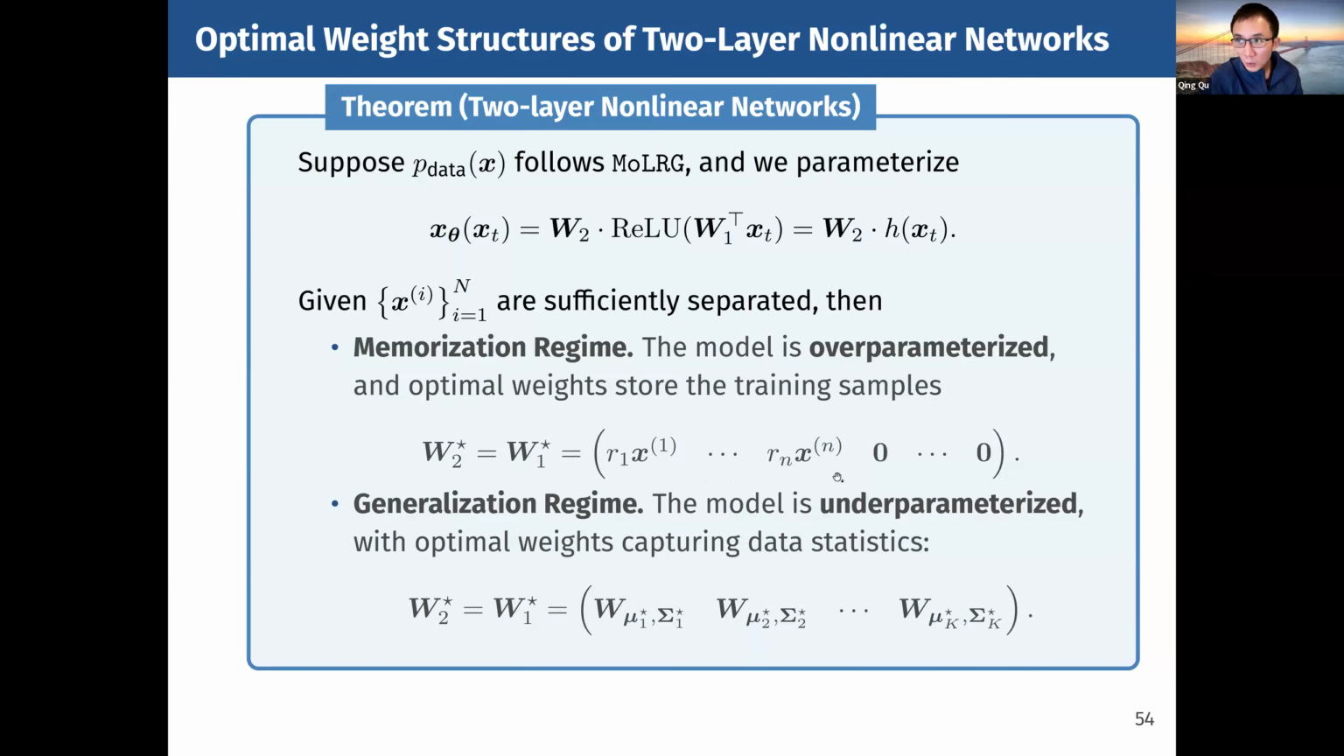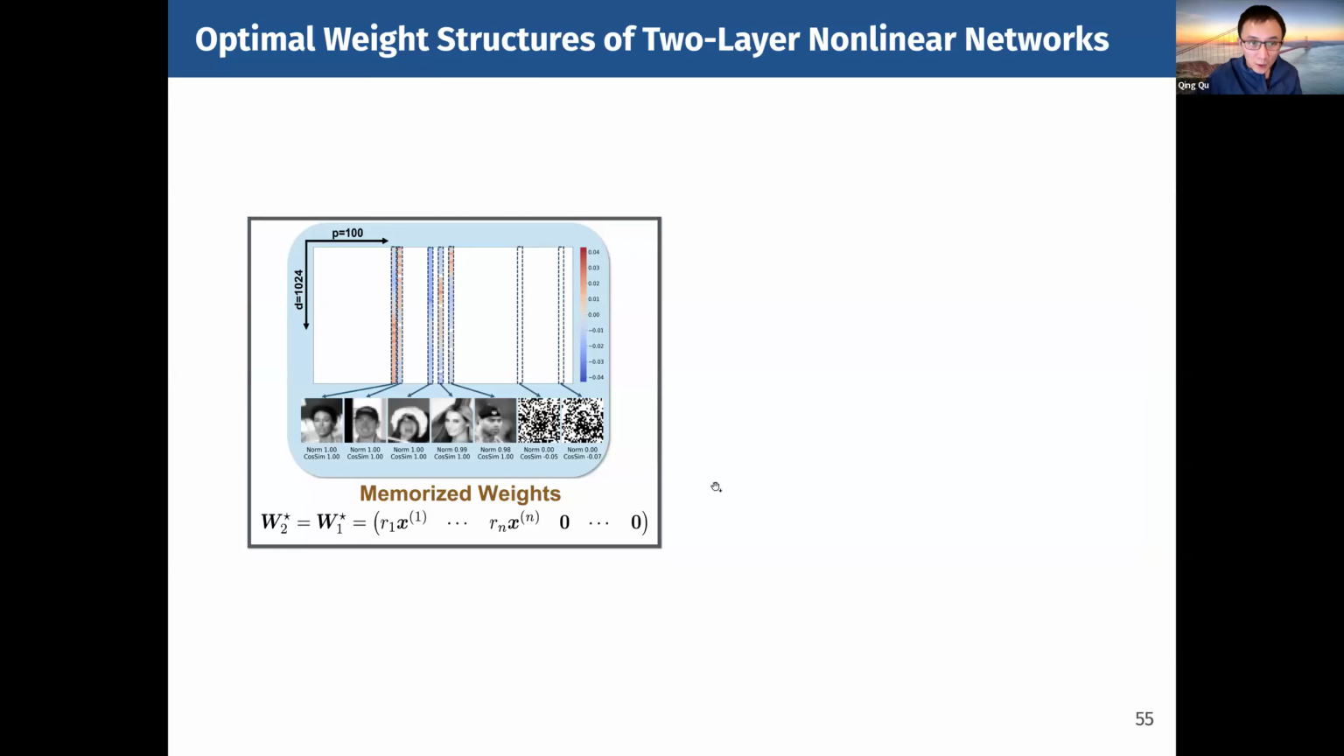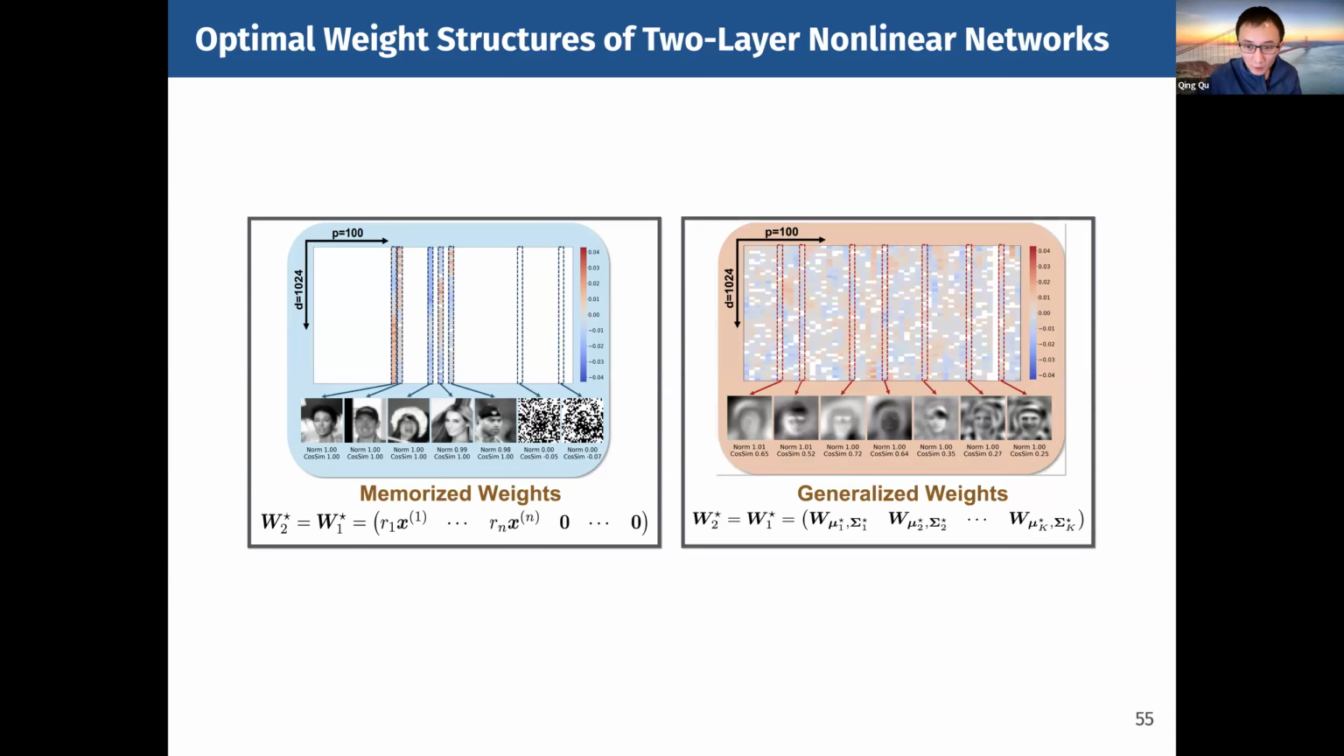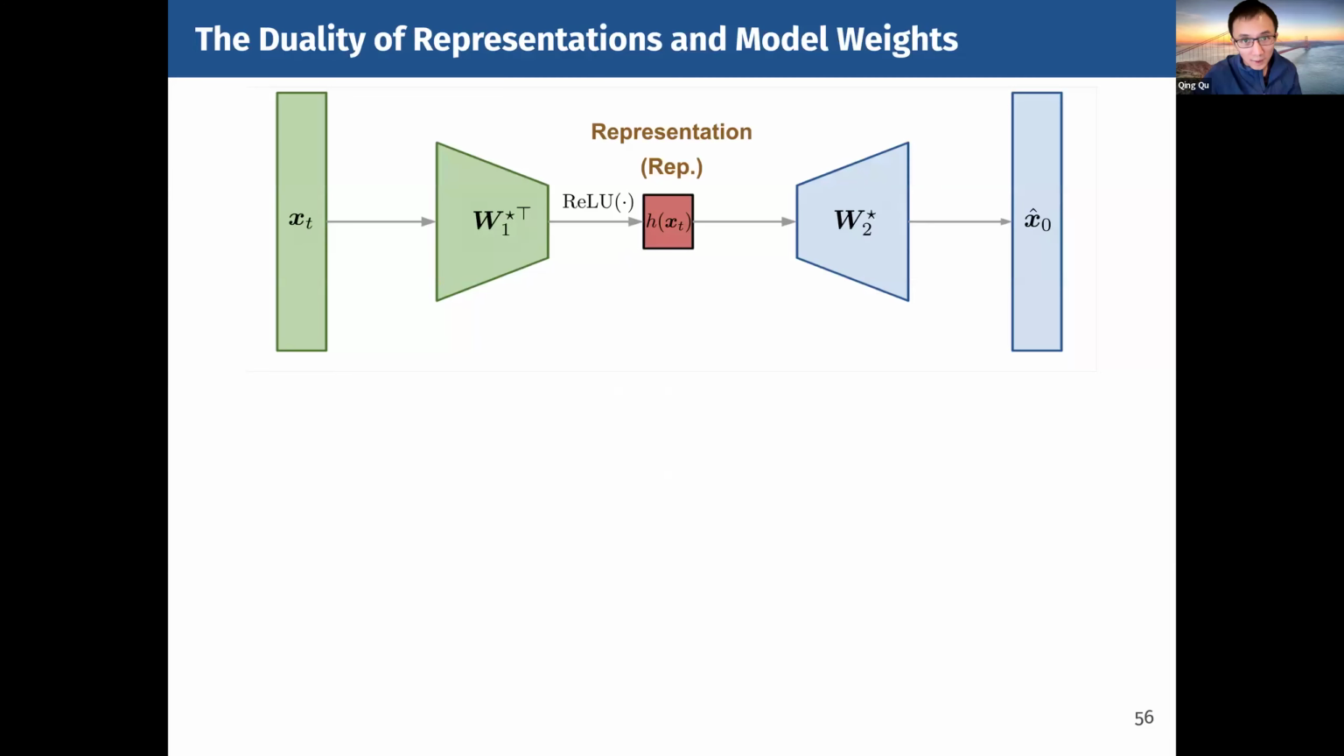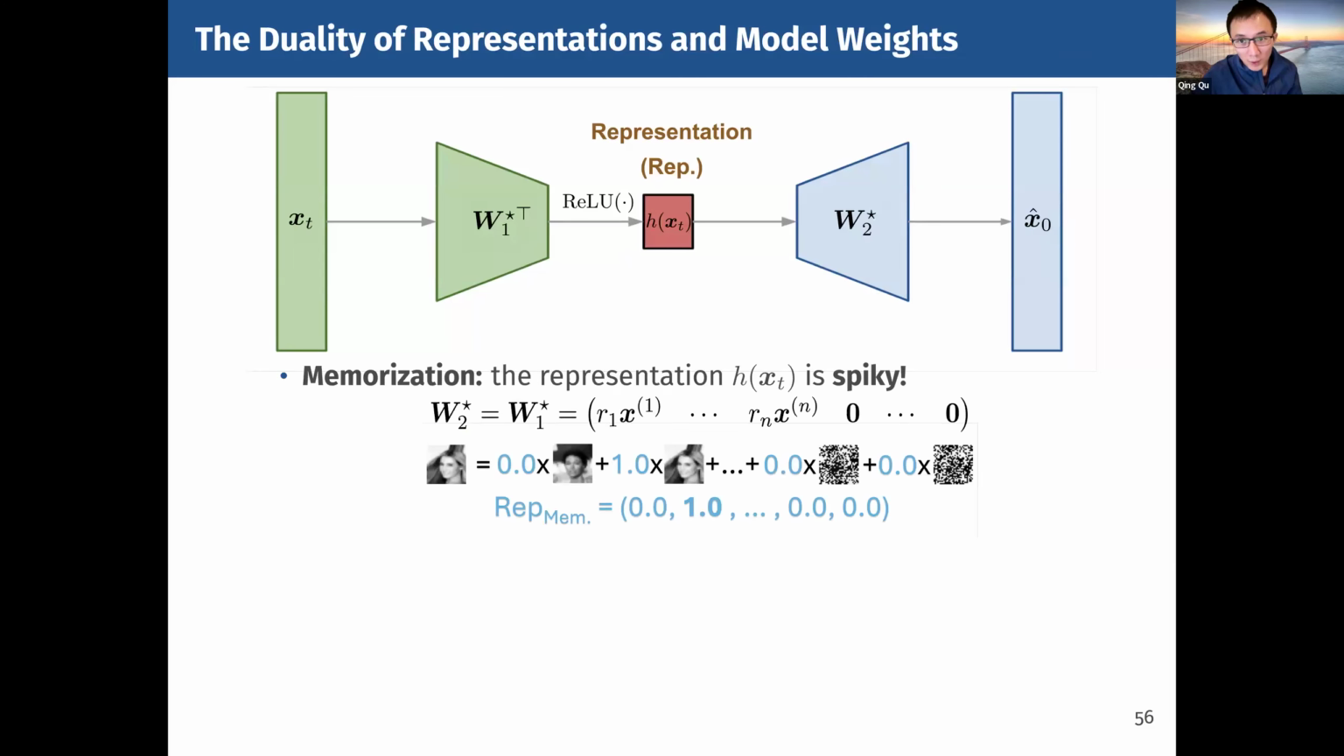The weights are just storing the training samples. And this is an illustration of memorized weights and generalized weights, right? They're learning different types of structures in your data. And that's why, if you look at the representation, the memorized samples use just one column of the optimal weights to reproduce a memorized training sample, and that's why the representation will be very spiky.